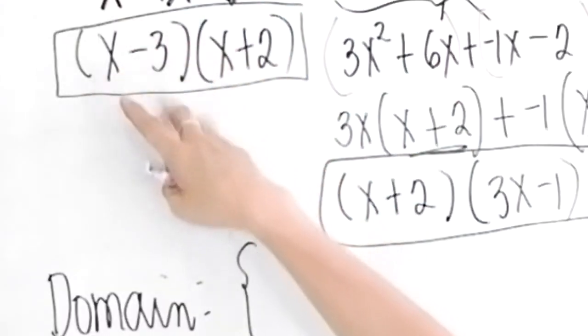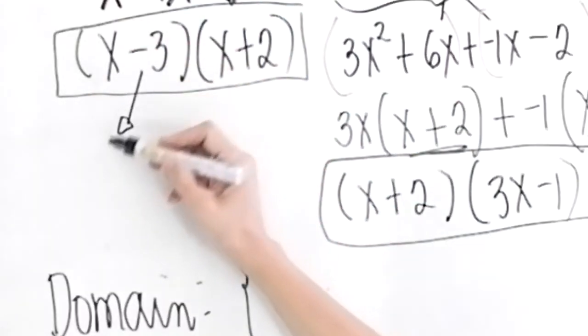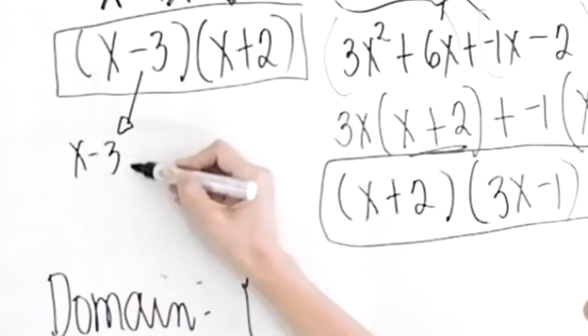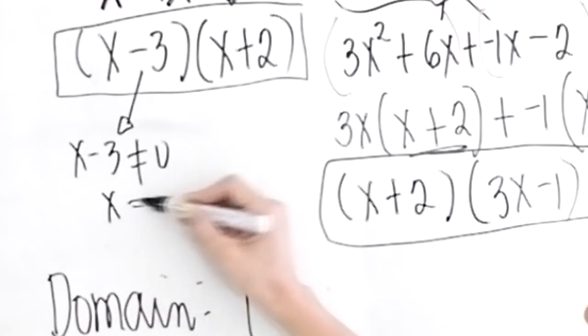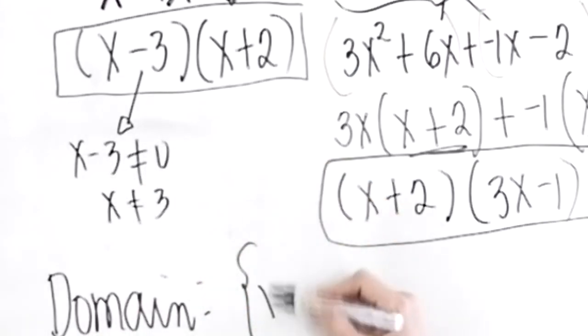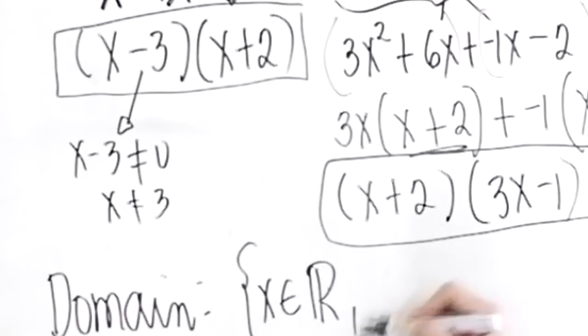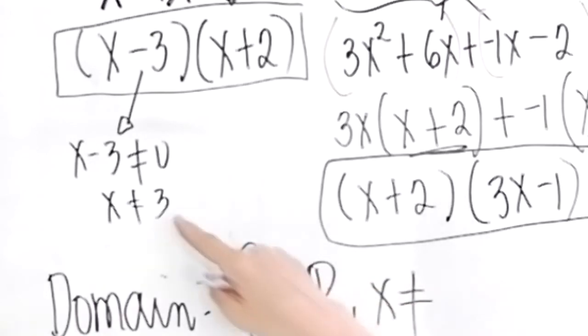What will make this 0? Yes. x minus 3 cannot be 0, so it cannot be 3. x is an element of R, x is not equal to 3.